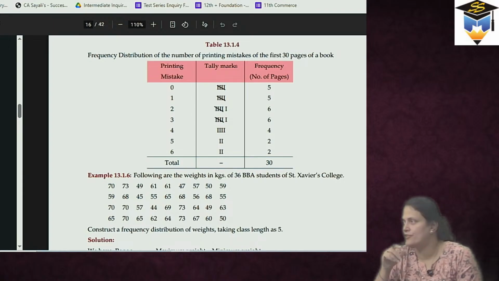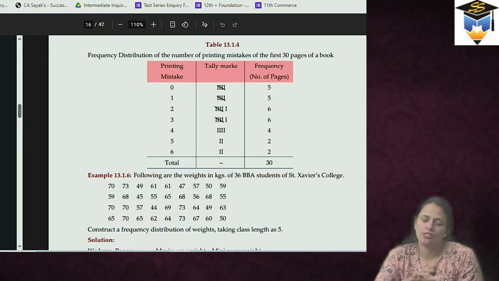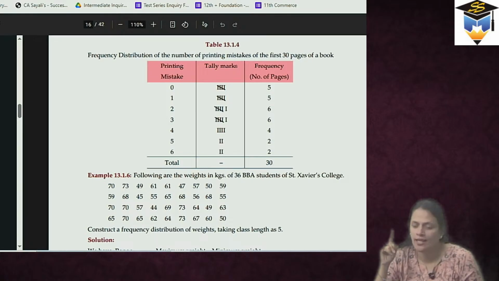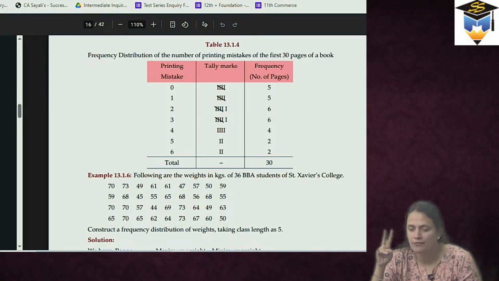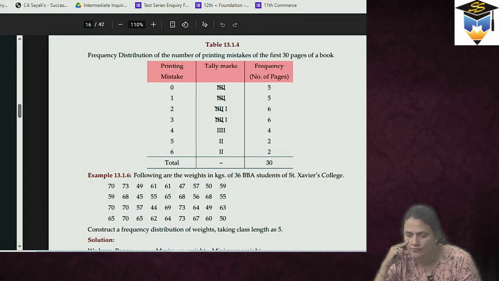So हमने क्या किया है? First we have found out the smallest variable which comes out to be 44. 44 कितने बार आया है? Only once. ठीक है? Next is 45. Tell me 45 कितने बार repeat हुआ है? 1. Then comes 47. So 47 कितने बार? एक ही बार. 49.